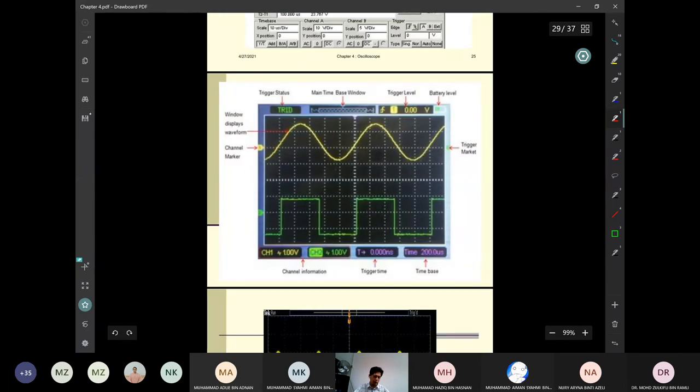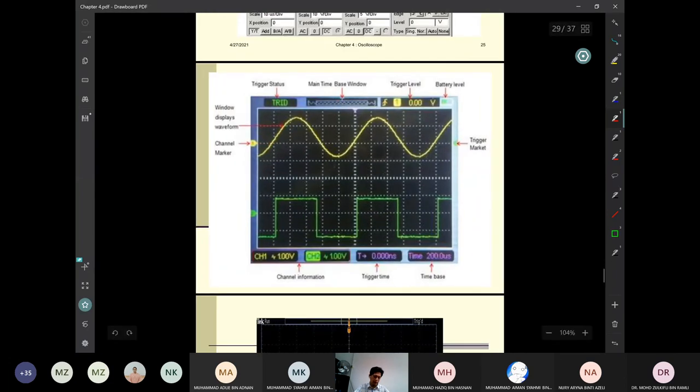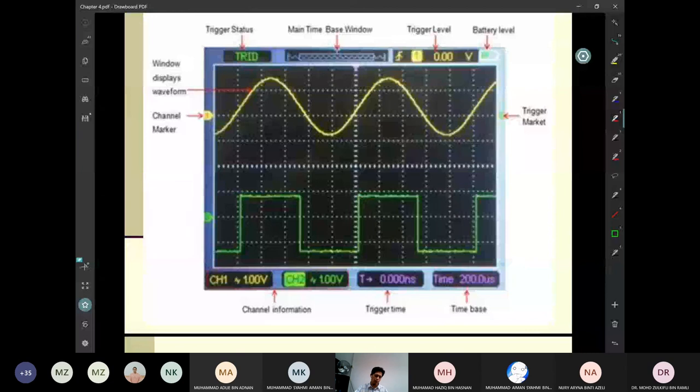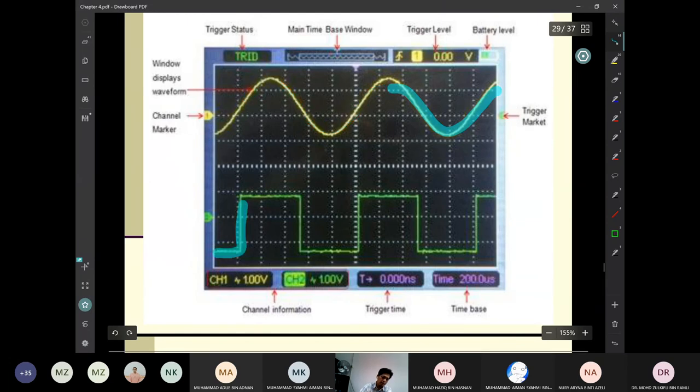Okay, but nowadays we have digital oscilloscope. Digital oscilloscope, gambar dia macam ni. So this is image from the digital oscilloscope. Jadi apa yang kita ada? So we have the waveform.